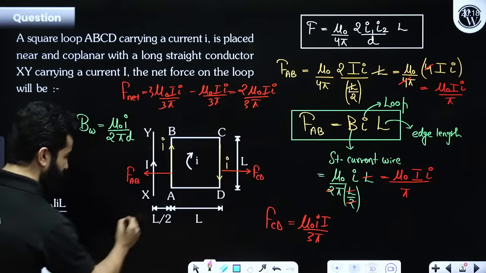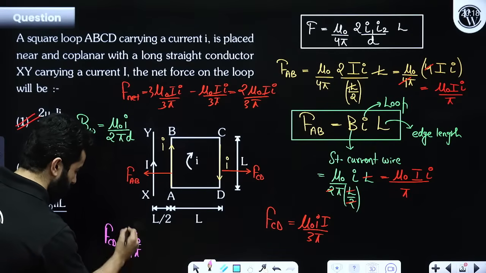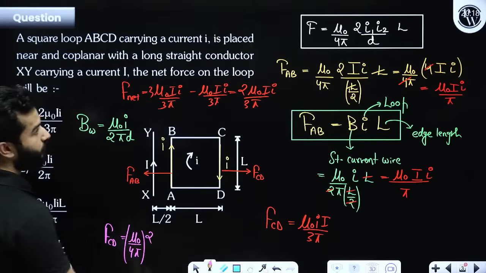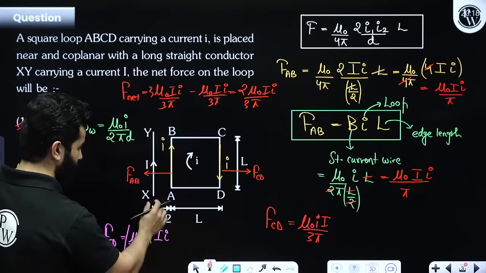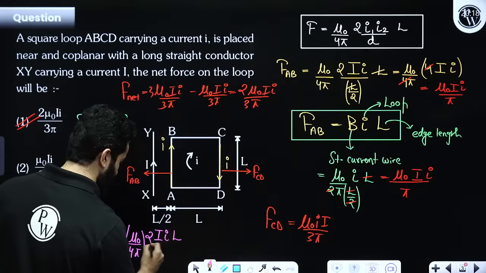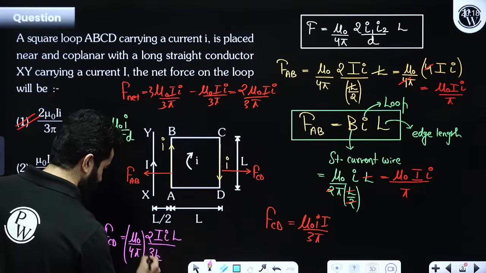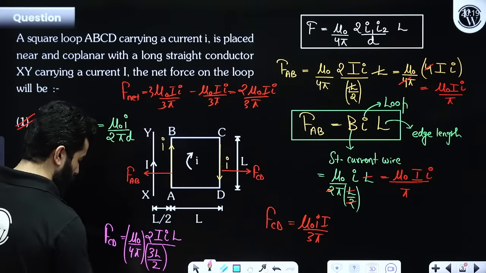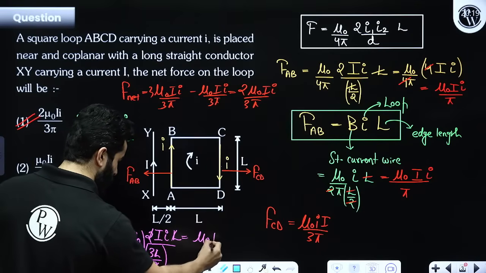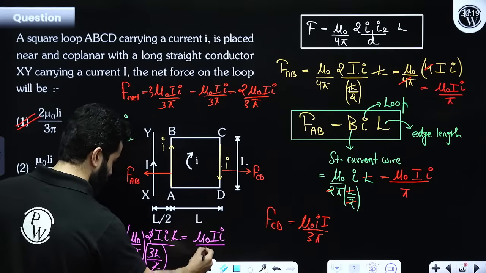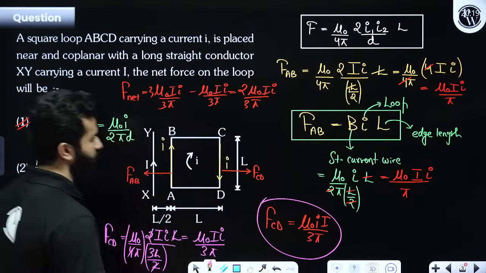If I write down FCD again for you, you can write it as mu naught upon 4 pi, 2 I1 I2, so I into I, multiplied by the length of the wire, capital L, and this is 3L, this is 3L by 2. If you want, we can cancel this out, and you are getting mu naught I divided by 3 pi. You are getting the correct answer here, same answer. So answer 1 is absolutely correct.